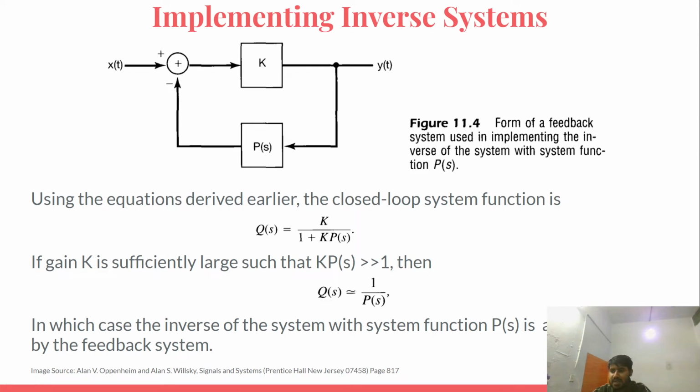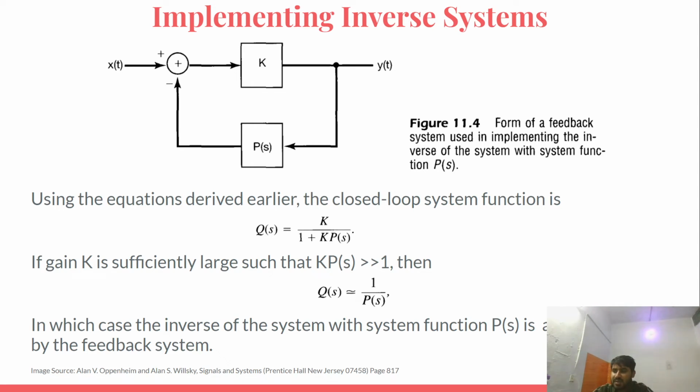Now another example is in implementing inverse systems. Suppose that we have a given system P of s, and what we would like to do is to implement the inverse of the system, which has a Laplace transform or system function of 1 over P of s. By putting this in a feedback loop, we can implement the inverse of the system. Can we do this? The answer is yes. The feedback system is indicated in the diagram as shown.